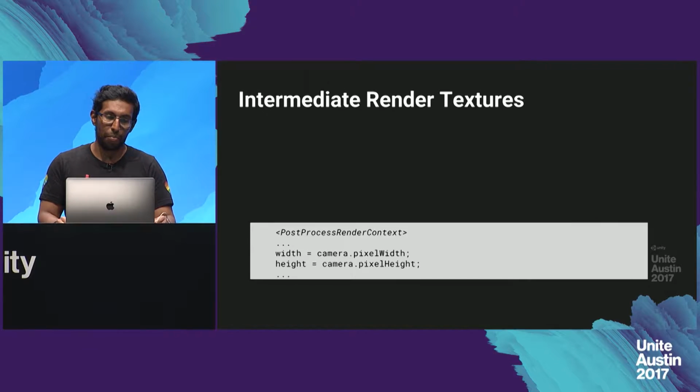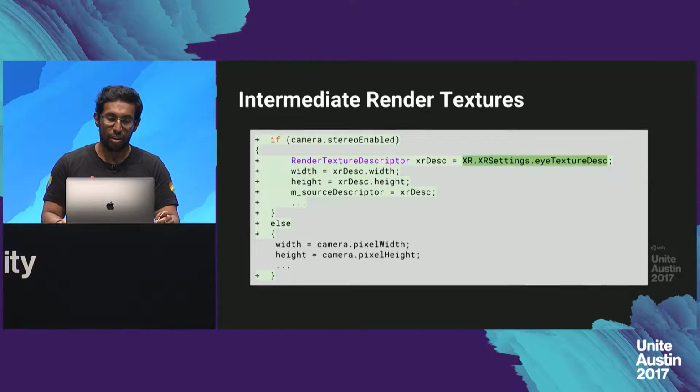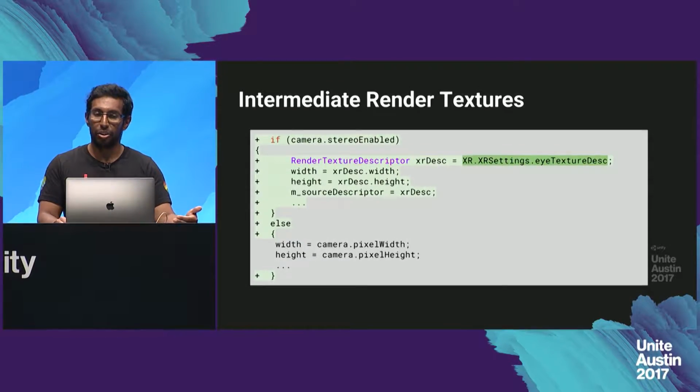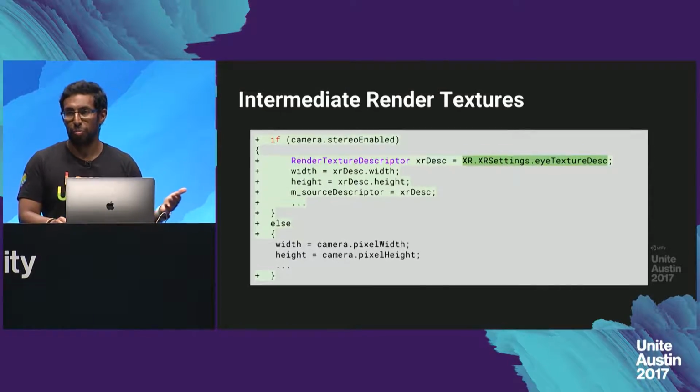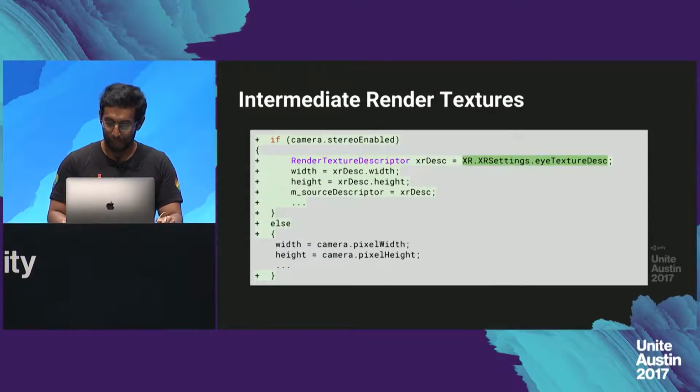So here's some original boring code. Here we're saving off the camera pixel width and pixel height, and we're going to use this later for texture allocation. And this is what it's going to look like with the new XR path. If stereo is enabled, we're going to grab the eye texture descriptor from XR settings, and then we can source our width and height from that descriptor. And we're also going to save off the descriptor for usage later.